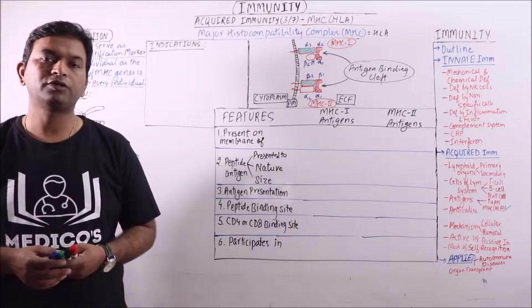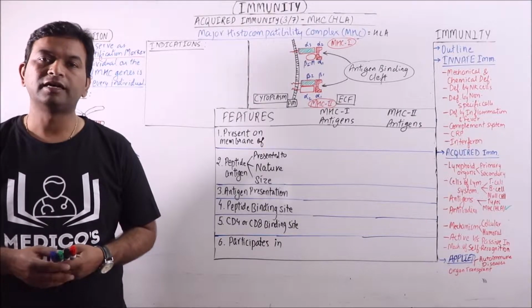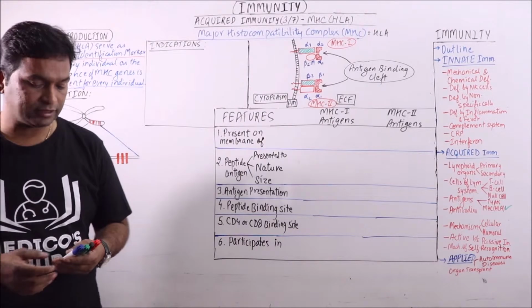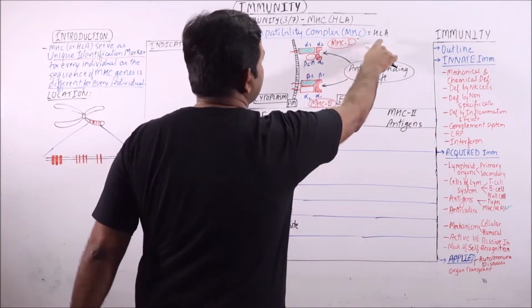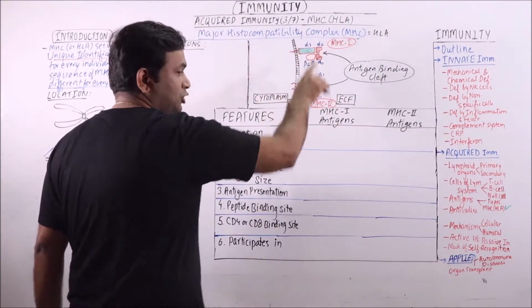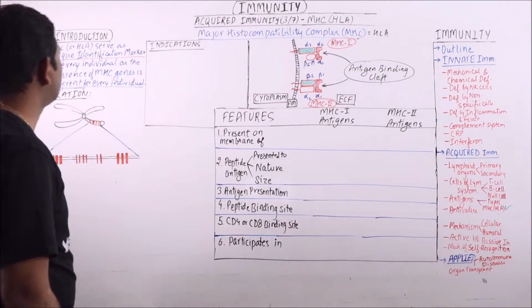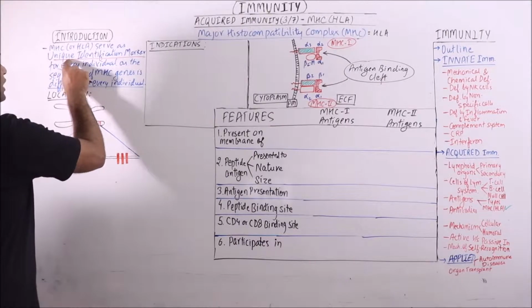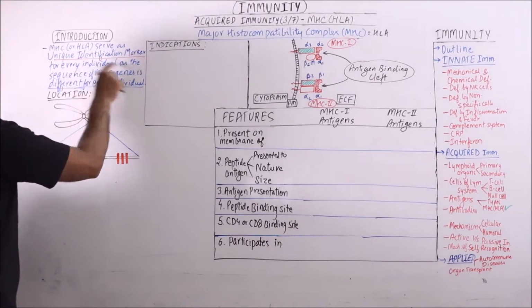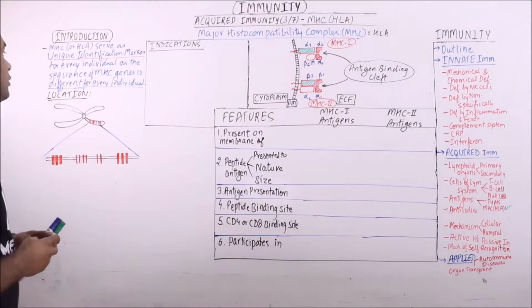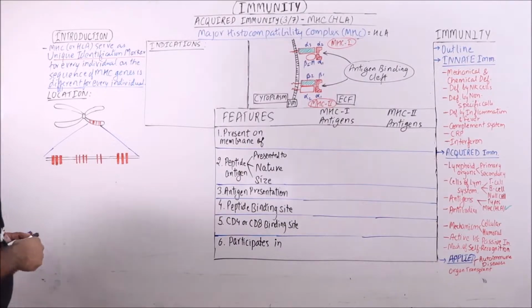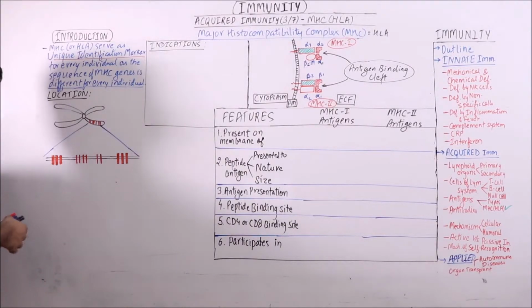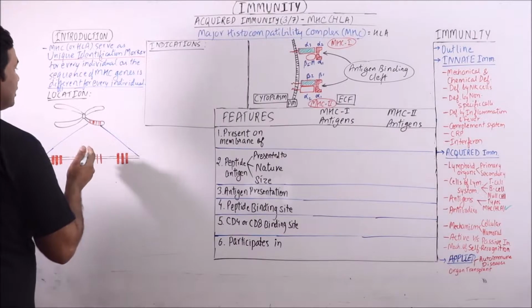In this video we are going to discuss the MHC, that is also known as human leukocyte antigen. So MHC is HLA. MHC means major histocompatibility complex, which is also termed as HLA. MHC or HLA serve as a unique identification marker for every individual, as the sequence of MHC genes is different for every individual. Now we'll discuss what is the location of such genes.